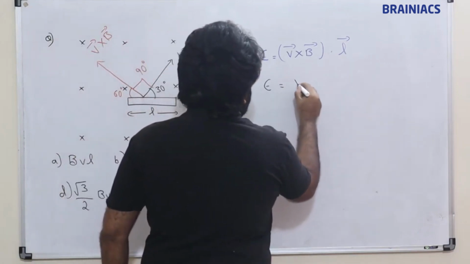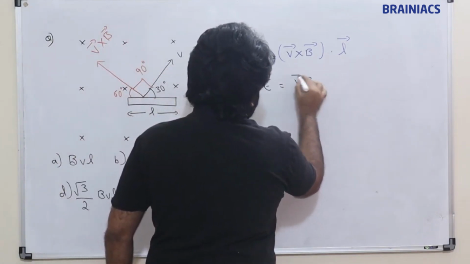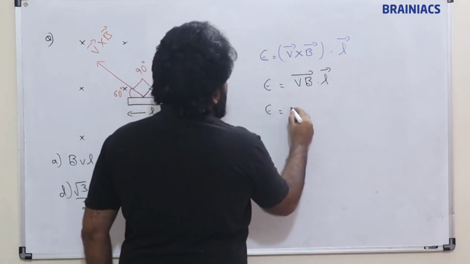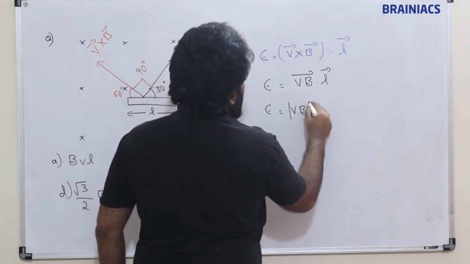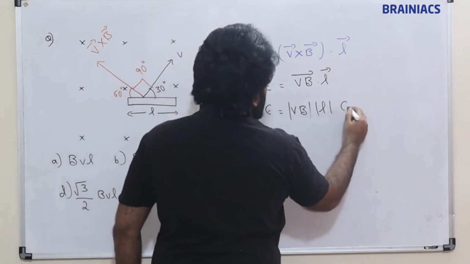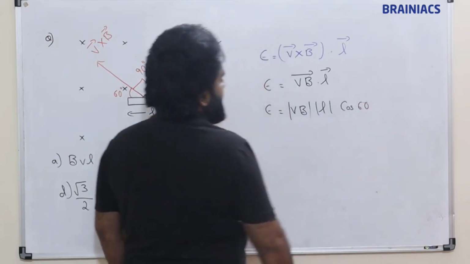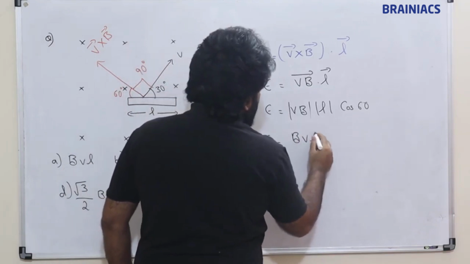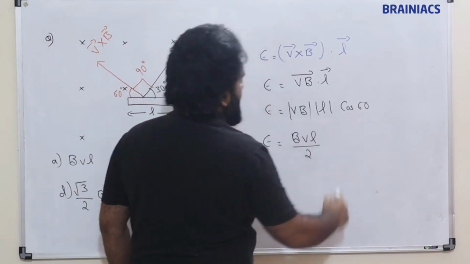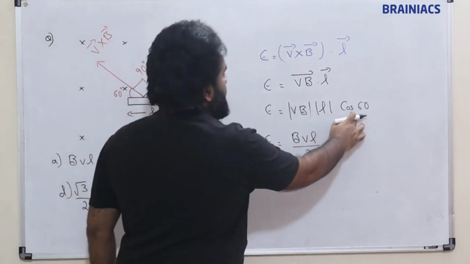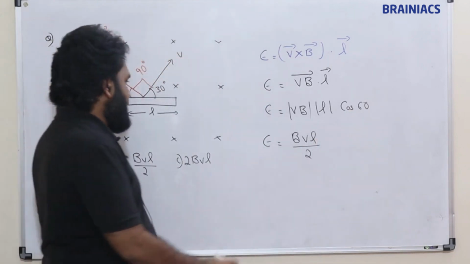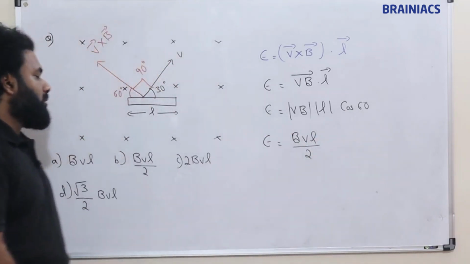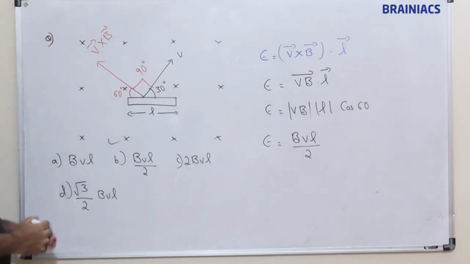So E is equal to (V cross B vector) dot L vector. So this is equal to magnitude of VB, magnitude of L into cos 60. Cos 60 is, okay, 1 by 2. Cos 60 is 1 by 2. So the answer is BVL by 2. Clear?